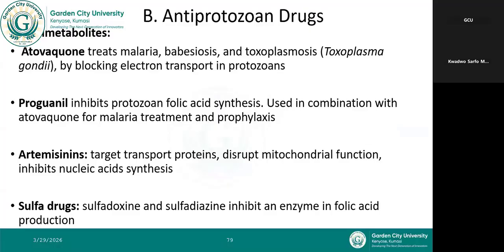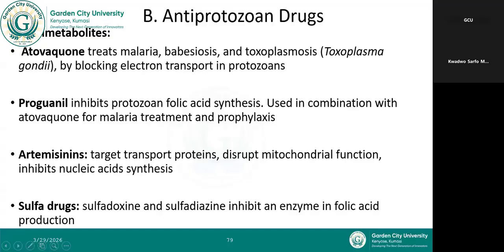The anti-protozoans, we have the anti-metabolites, and there are several of them. So the malaria parasite is a protozoan, the Plasmodium, and atovaquone, proguanil. Usually they are combined for malaria prophylaxis, but they can also be used for treatment of babiosis, toxoplasmosis, and they target energy production within the parasites.